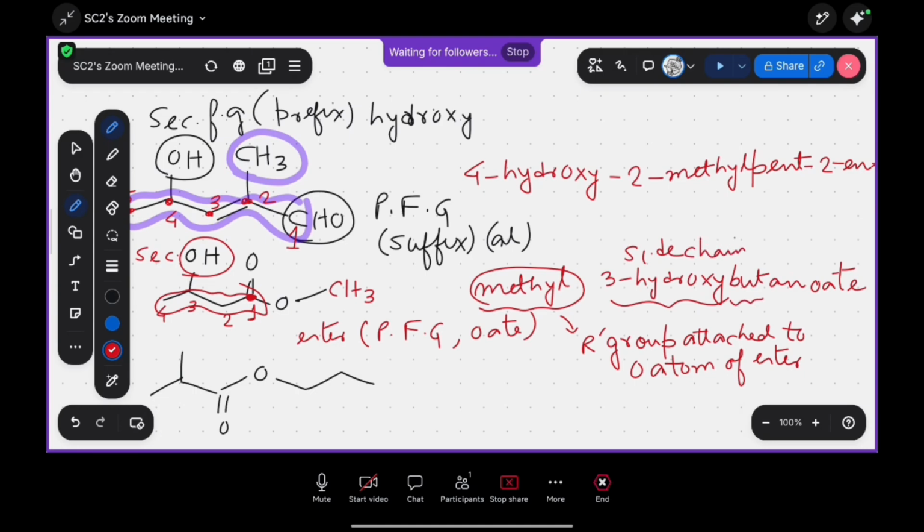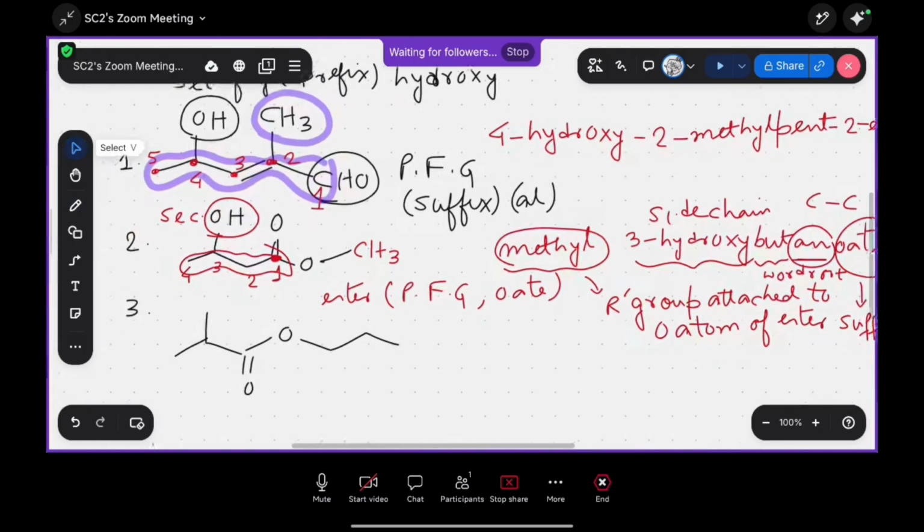Then but becomes the word root. Then ane becomes the nature of the carbon-carbon bond, a carbon-carbon single bond. And OAT is the suffix. OAT is the suffix that we use for esters. Whenever you have an ester, you use the suffix OAT. Now after this, let's move to another example that is also an ester.